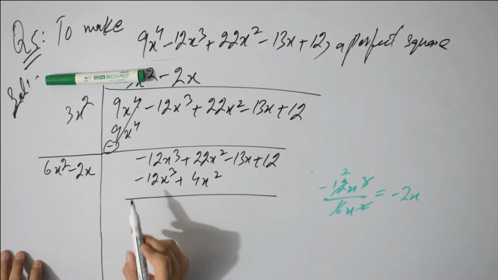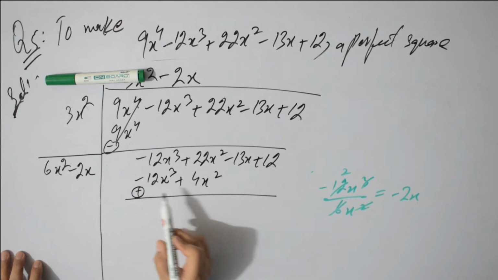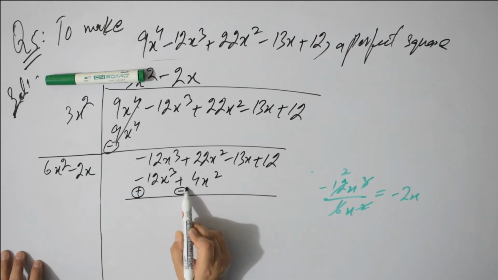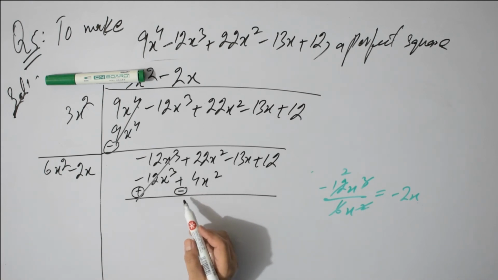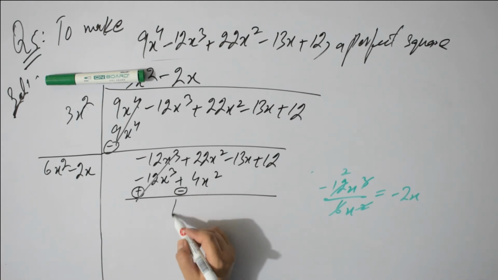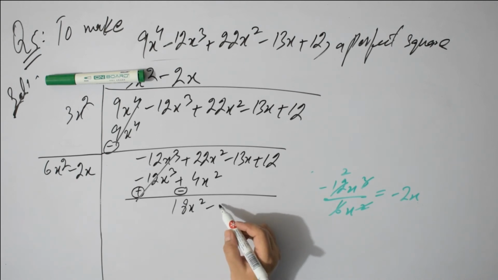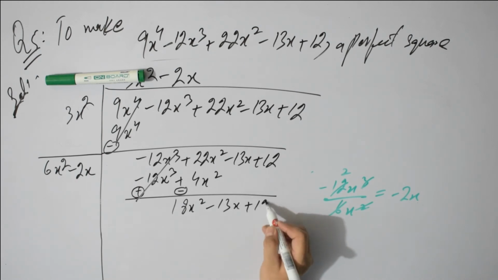Change sign, minus sign is present, new sign will be plus, plus sign is present, new sign will be, यहाँ इधर sign change करते हैं, this will cancel, plus minus minus and the sign of greater value, that is 18x square minus 13x plus 12.